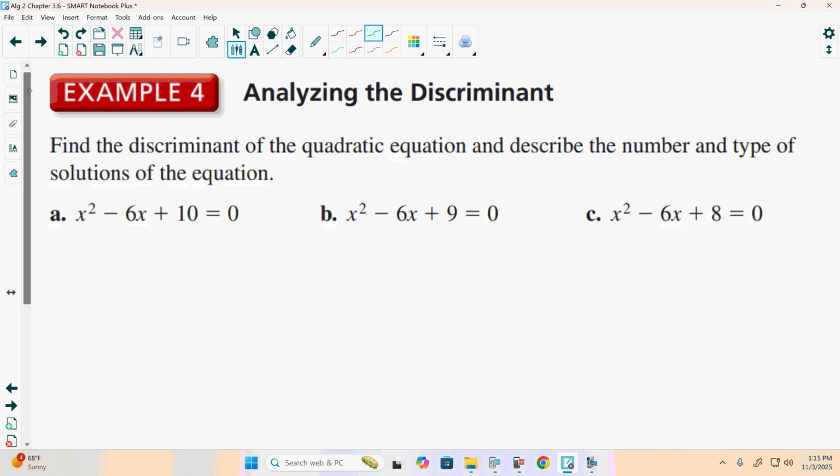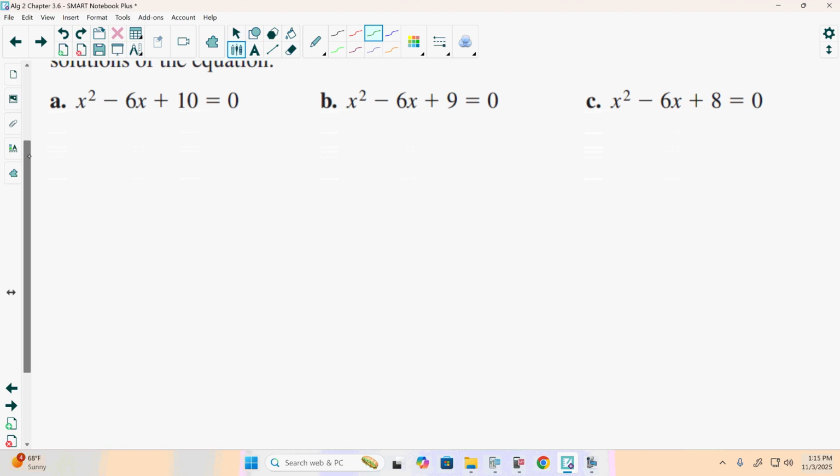So, we're going to look at these here. When finding the value of the discriminant and the number and type of solutions, we do need to make sure each of the equations, before we start, is equal to 0. It has to be equal to 0. All three of these are.